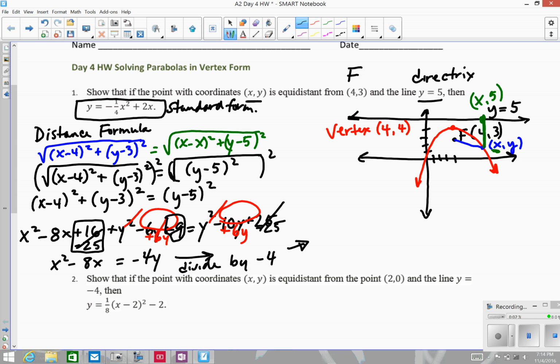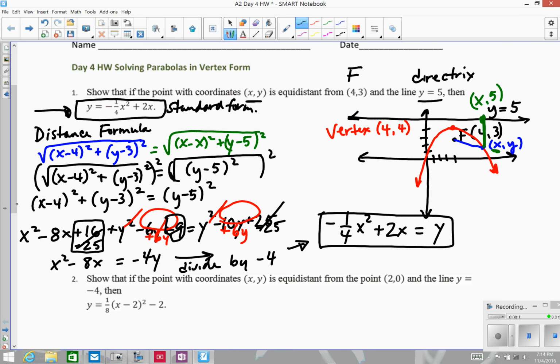And my equation is going to become negative 1 over 4 x squared, minus 8x divided by that negative 4 is going to turn into a plus 2x, equals negative 4y divided by negative 4 is y. So this is the equation that I get, and that is the same as the one given to us at the beginning. So we showed that this point xy does have this equation, y equals negative 1/4 x squared plus 2x. Let's move on now to number 2.